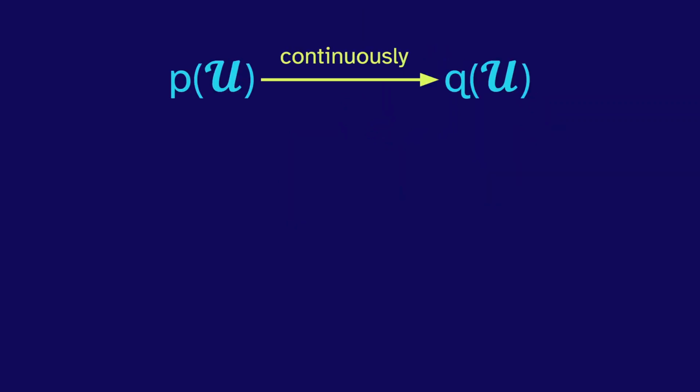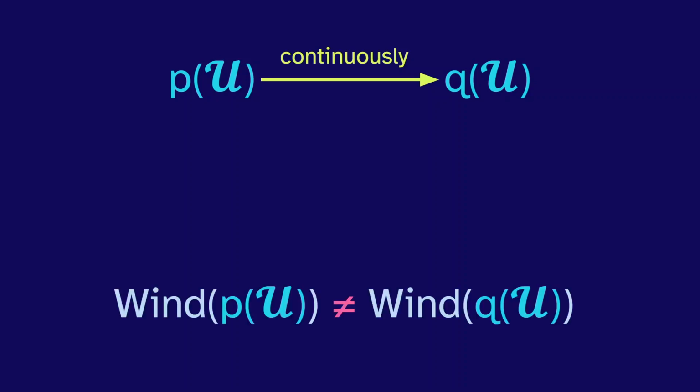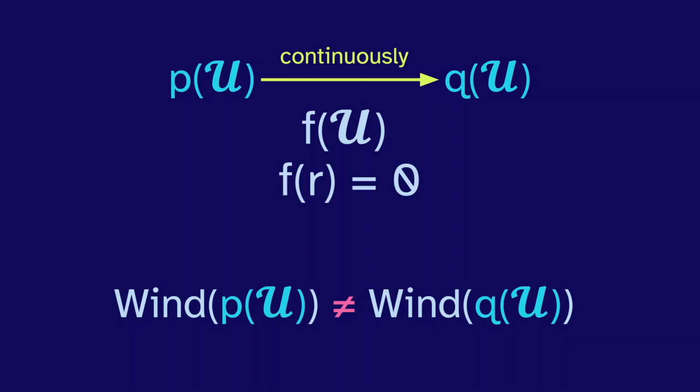And this idea is important because it tells us that if we go from p to q continuously, but the winding number of p and q are not the same, then we must have passed through 0 at some point. There must have been some polynomial f between them that had a root. There's some r that set f to 0. So this gives us a method by which we can identify a root.